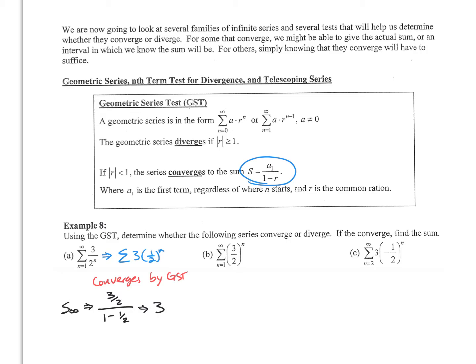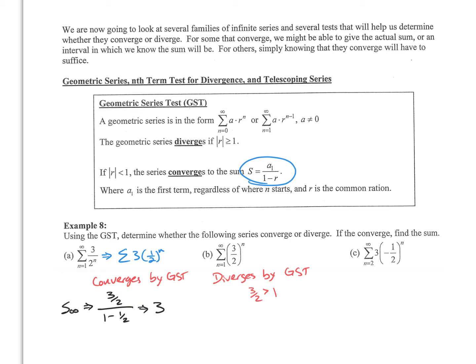So on part B, what do we got? Diverges. It diverges why? By GST. That's our gang sign. And then if I had to prove it, why? What do we know? 3 halves is greater than 1. All right, 3 halves greater than 1. It diverges by GST.